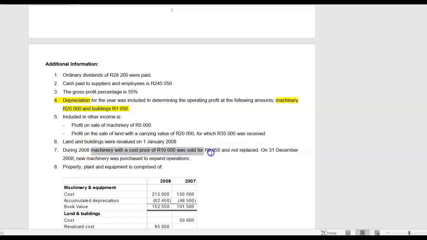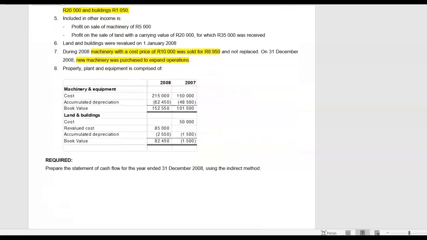Machinery with a cost price of 10,000 rand was sold for 8,950 rand. So they give you the proceeds and not replaced. On 31 December, new machinery was purchased to expand operations. So they tell you that whatever the balancing figure is must be for expansion purposes. Then they give you the breakdown of property, plant and equipment, and they ask from you the statement of cash flow, but based on the indirect method.